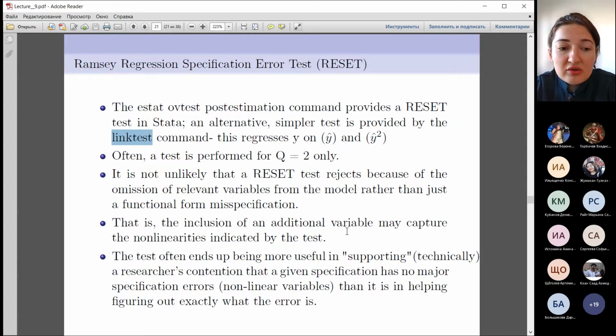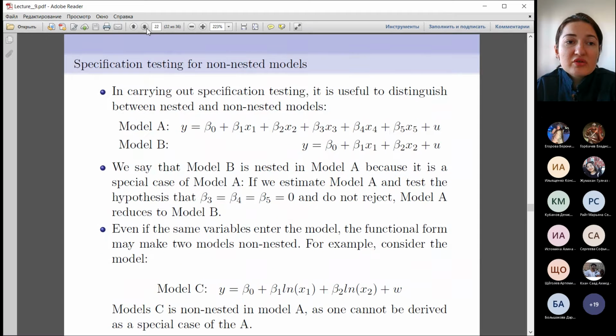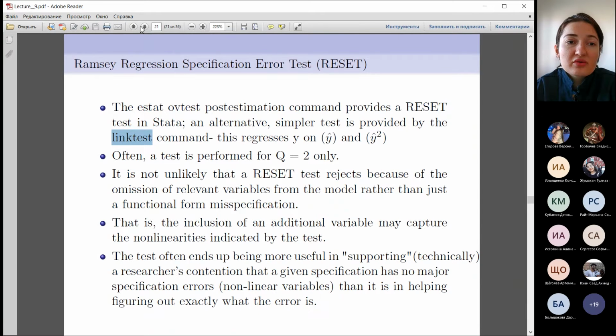So, the general conclusion is that this test often ends up being more useful only in supporting the researcher's contention that a given specification has no major specification errors or nonlinear variables, but it will not tell you exactly what the error is, okay? But also this is a good test that you can use.